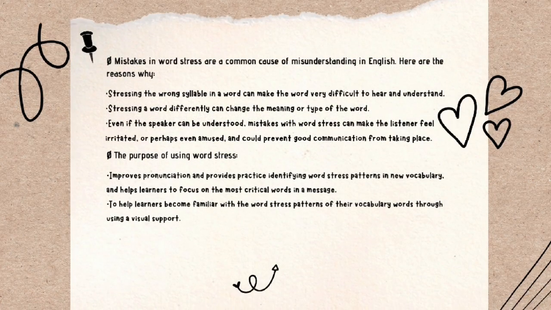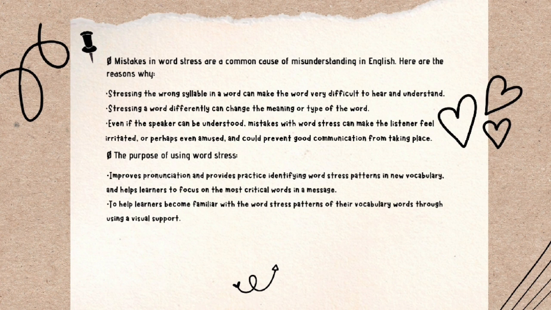Mistakes in word stress are a common cause of misunderstanding in English. Here are the reasons why. First, stressing the wrong syllable in a word can make the word very difficult to hear and understand. Second, stressing a word differently can change the meaning or type of the word. Third, even if the speaker can be understood, mistakes with word stress can make the listener feel irritated or perhaps even amused, and could prevent good communication from taking place.